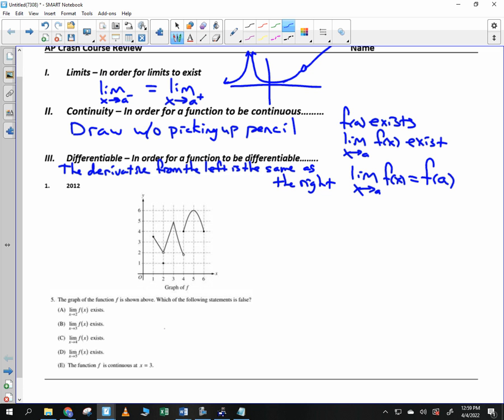Can you give me 3 examples where you cannot take a derivative? Corner, good. So can't take a derivative at a corner. Somebody else remember one? Where you have a vertical tangent. And then where it's discontinuous. Any type of discontinuity, you can't take a derivative.